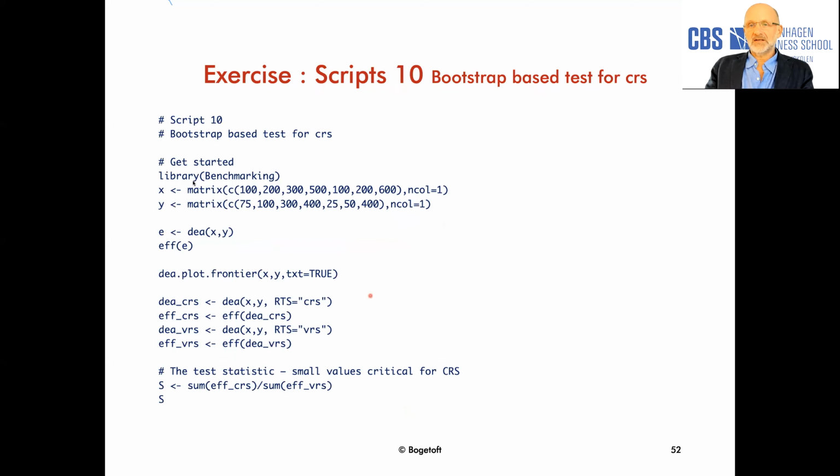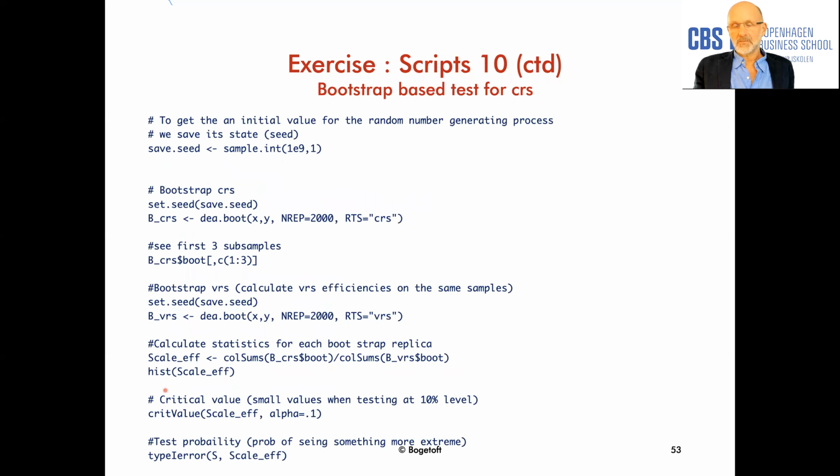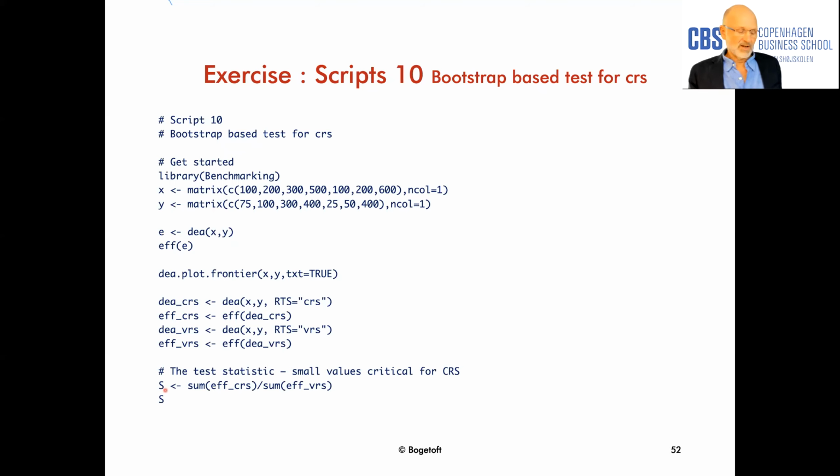So here we have the data. I feed in the data, I do the DEA constant return to scale and variable return to scale and figure out the efficiencies, and then I can sum this test statistic for the scale efficiency. Just to remind you, scale efficiency for an individual firm is the efficiency in the CRS divided by the VRS model. So I could have used another one where I calculated for each firm its scale efficiency, and then took the average of this.